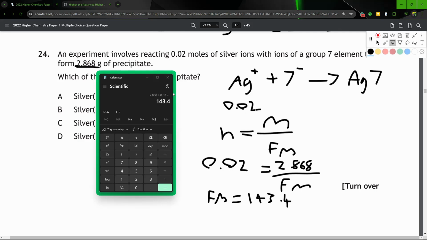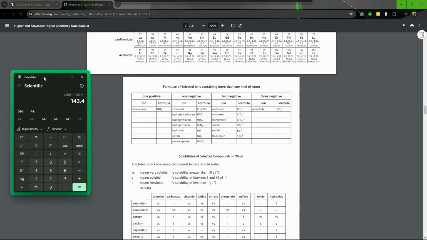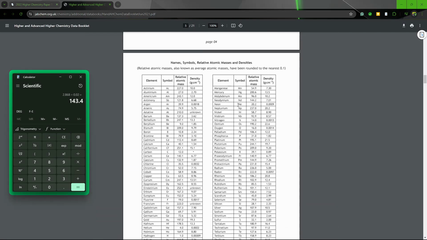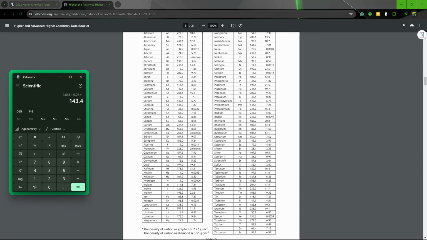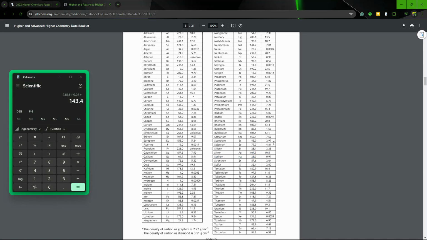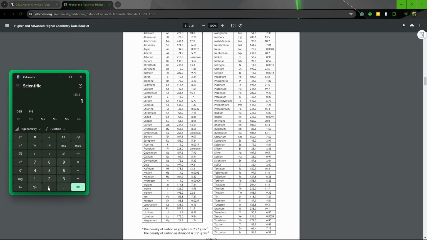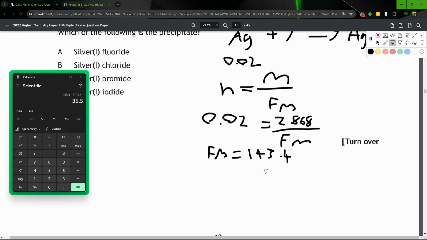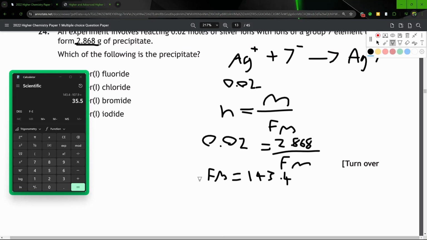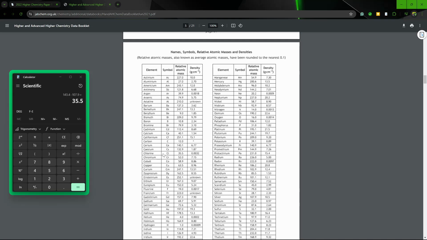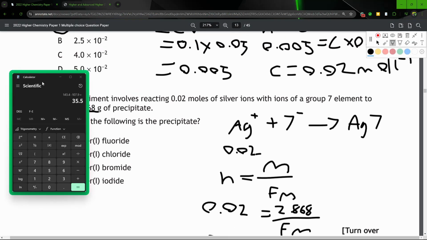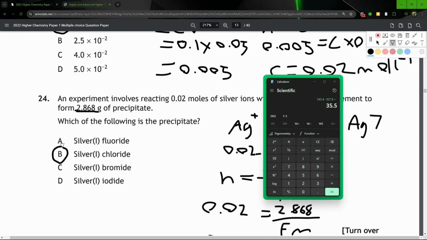143.4. Now, what we need to do is go to our data booklet and scroll up to the page where it tells us all the relative atomic masses of elements, and we know one part of the compound, so we can take it out of the way immediately. Silver, Ag, is 107.9. So I do that, and we'll get 35.5, and this should be familiar to anyone who does chemistry, because 35.5 is of course chlorine, which means it would be silver chloride.